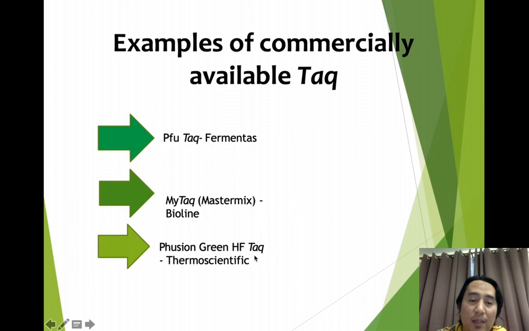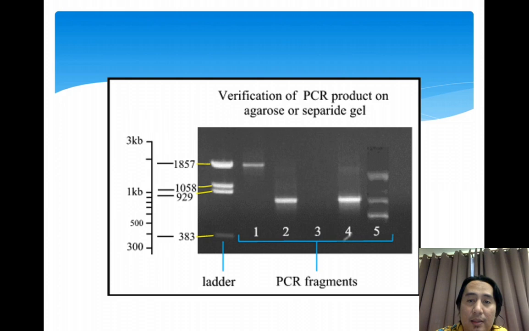Okay, so this is examples of PCR product being quantified in the agarose gel. Is this okay? This is the ladder, your DNA marker, and first fragment, second fragment, third fragment, fourth fragment, and fifth fragment. Okay, so first let's see the first fragment and second fragment.